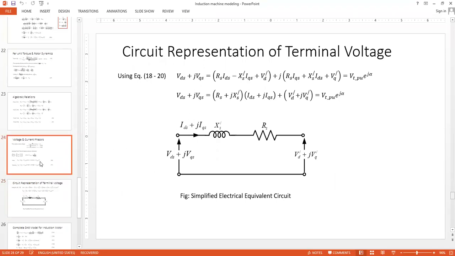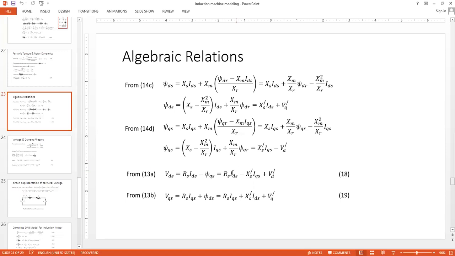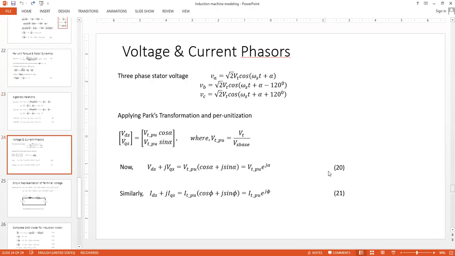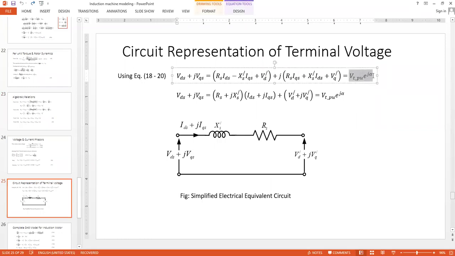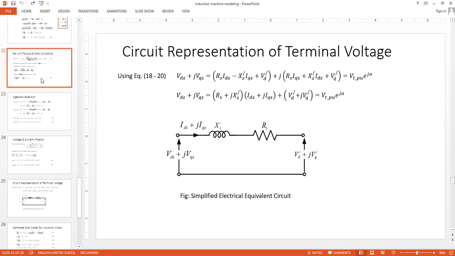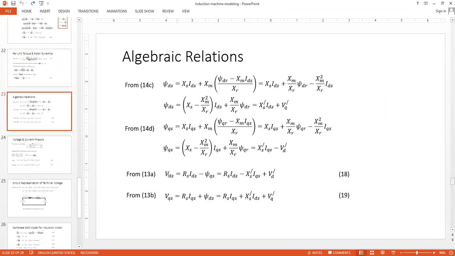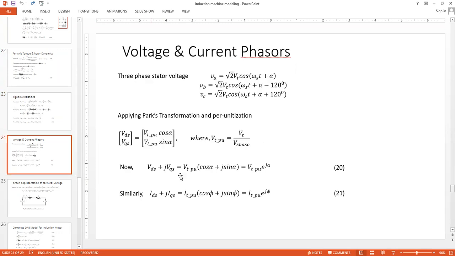Now with all those calculated, we can use equation 18, equation 19, and equation 20 to give us this circuit. Let's see how. From equations 18 up to 20, we can form this: VDS plus J VQS is Vt per unit exponential of J alpha. This is already available in equation number 20. So VDS plus J VQS equals Vt e to the power J alpha. This is equation number 20.